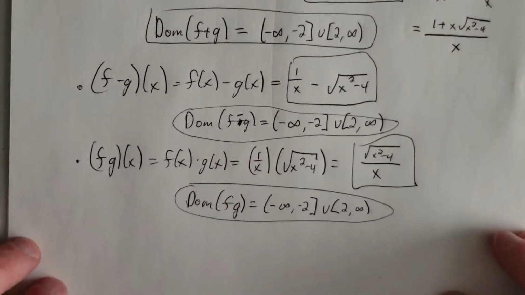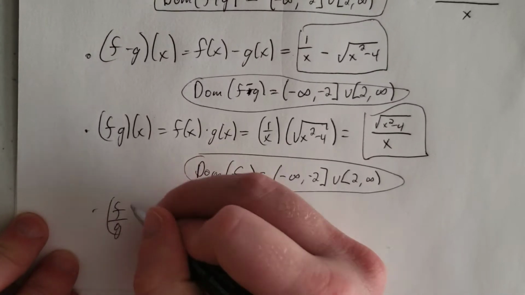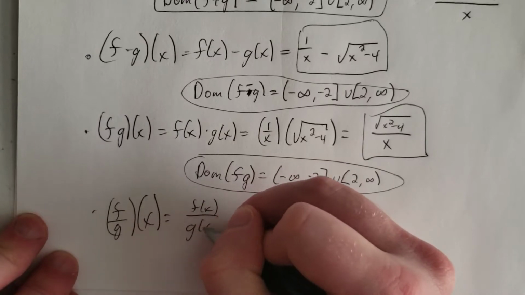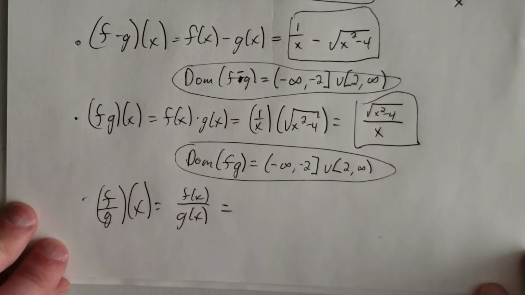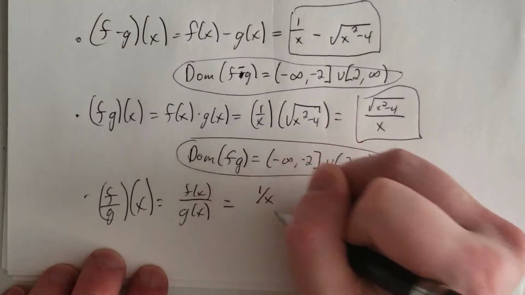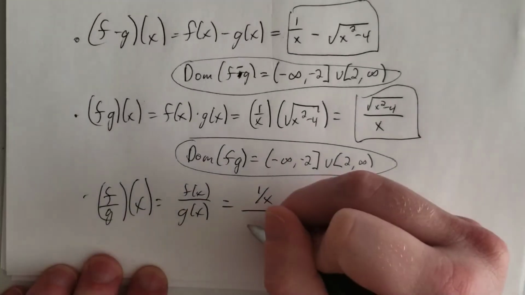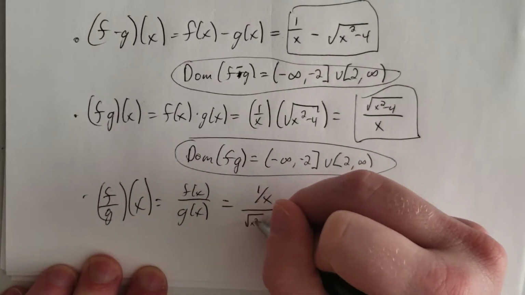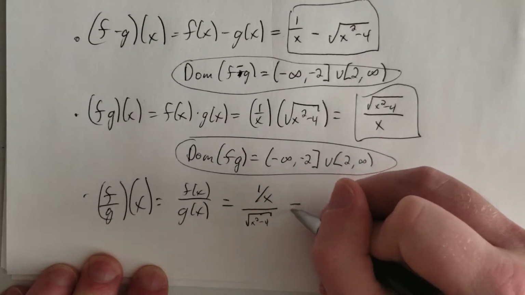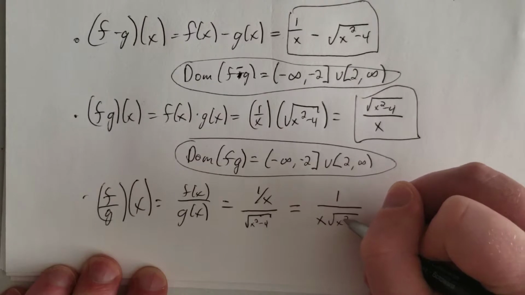We have one more here, and that is f divided by g of x. Well, this is the same as f of x divided by g of x. And f of x is 1 over x, and we want to divide by g of x, which is the square root of x squared minus 4. So this is the same as 1 over x times the square root of x squared minus 4.